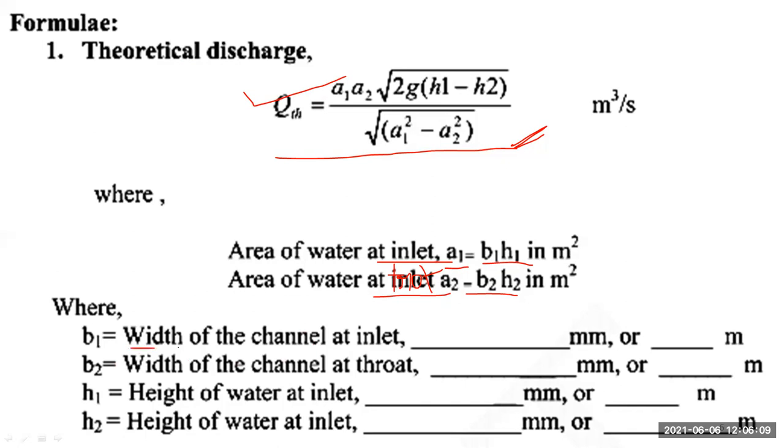As I told, B1 is the width of the channel at inlet and B2 is the width of the channel at throat, and H1 is the height of water at inlet and H2 is the height of water at throat.